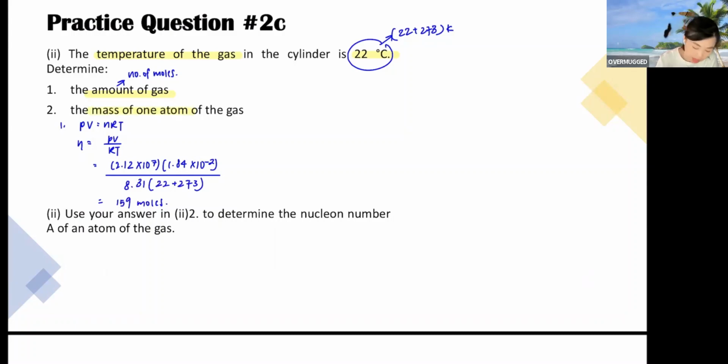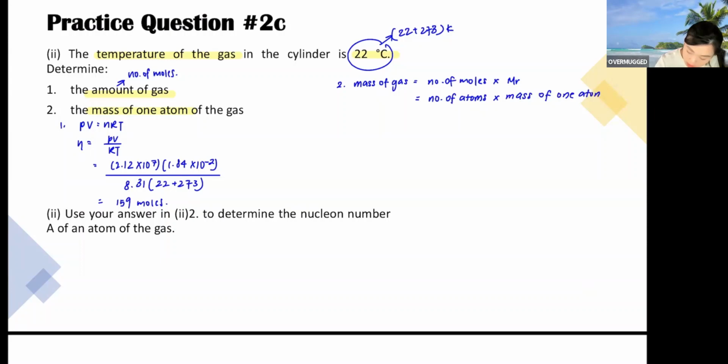Then once I have the amount of gas in terms of moles, I can find the mass of one atom of the gas. How do I find it? I know that the mass of the gas, based on chemistry, is the number of moles times the molecular mass of the gas, correct? But because I don't know what gas it is, I don't have the molecular mass. The only way to calculate this is to get the number of atoms inside the gas times the mass of one atom.